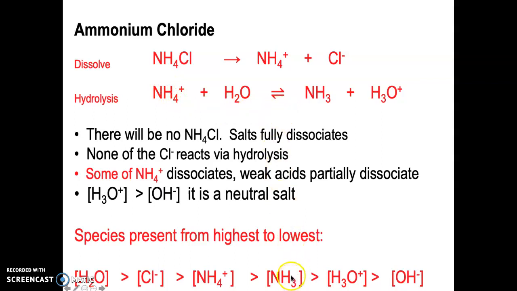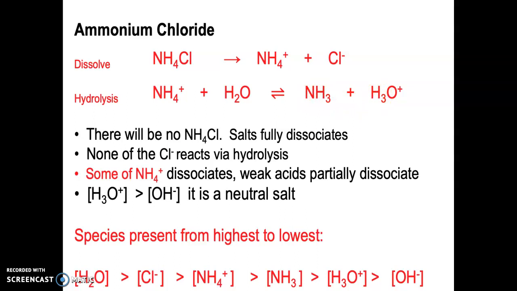In doing so, you will get ammonia and hydroniums. Now that should actually be an equal sign. And then your final species is the hydroxides. Don't forget that you will always have present your hydroniums and your hydroxides. So do go back and edit your notes and make sure you've got an equal sign in here, because the ammonia concentration will be equal to your hydroniums.